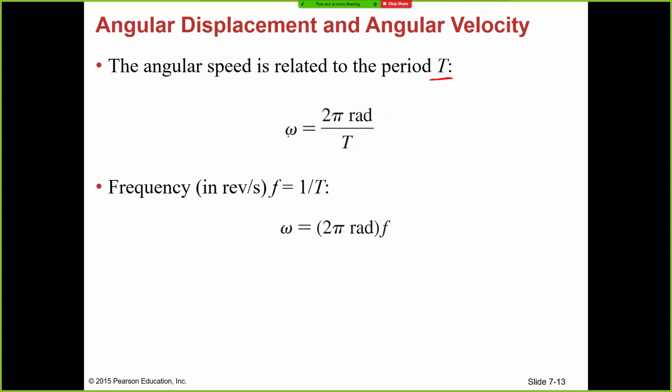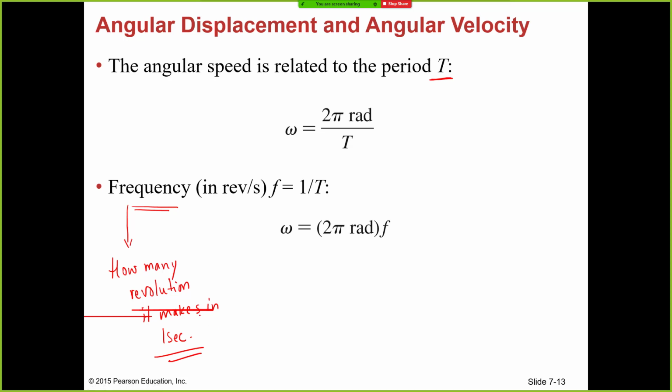So angular velocity or angular speed is related to time period by this formula. So omega is equal to 2 pi over T. And often we use a term called frequency to explain rotational motion. Frequency is how many revolutions it makes in 1 second time.